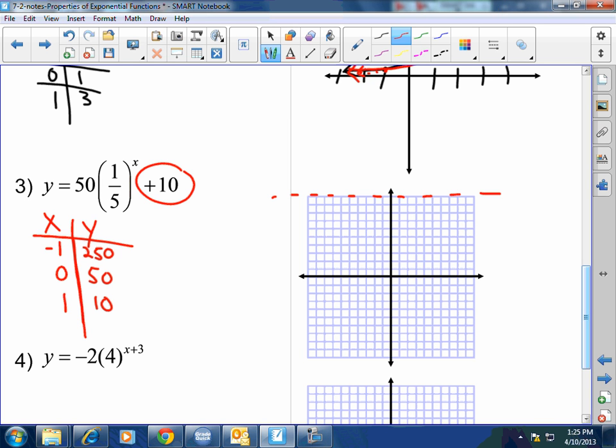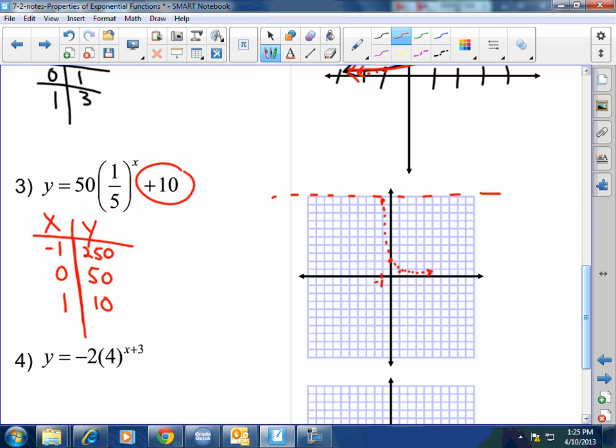Let's say negative 1 is here. Let's go by 25s. So still, negative 1, 250 would be 1, 2, 3, 4, 5, 6, 7, 8. Okay, so it's right there. 0, 50, and 1, 10 would be here.